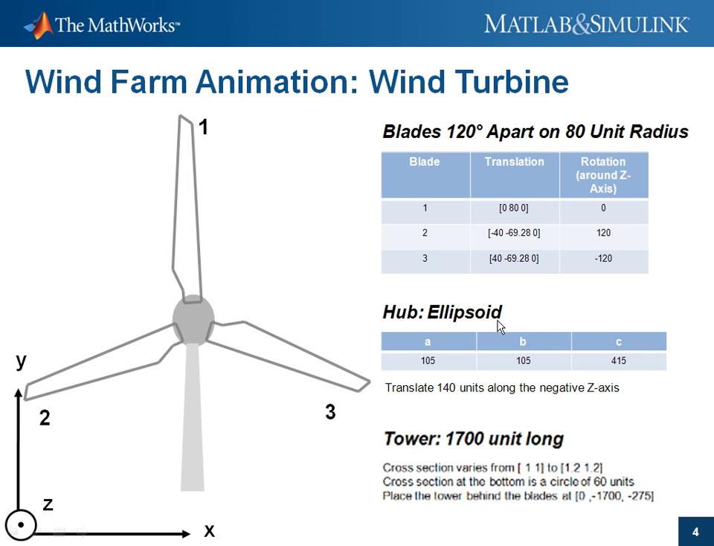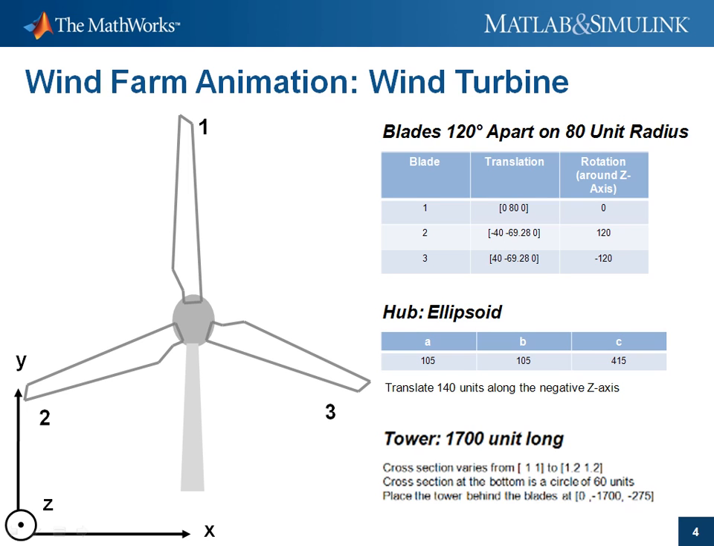The hub will be an ellipsoid, an assumption that we're making, and A and B will be both 105 units. C will be the one that is scaled up by a factor of 4, so that we obtain that oblong shape that is so characteristic of the hubs that you see out there. To get the blades to be facing us, we need to translate the hub by 140 units backwards into the z-axis.